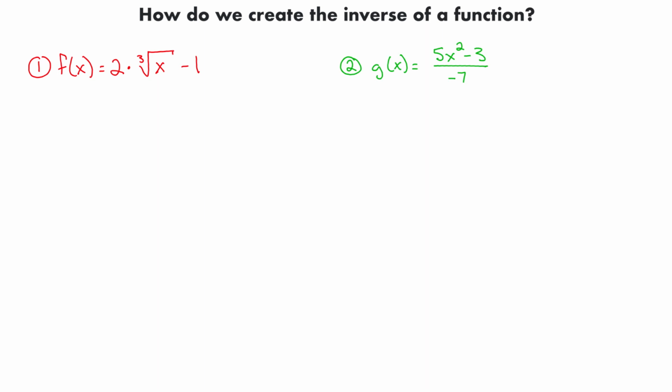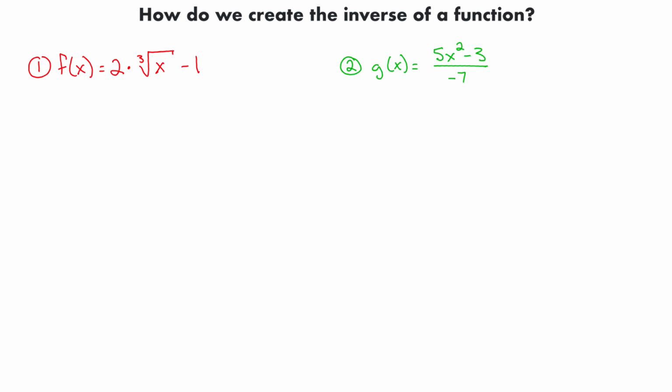So here's how we find the inverse function. Problem number 1, I have f of x equals 2 times the cube root of x minus 1. I want to find that function's inverse. The way you find the inverse function for relatively simplistic problems like this is you do the inverse operation in the inverse order.